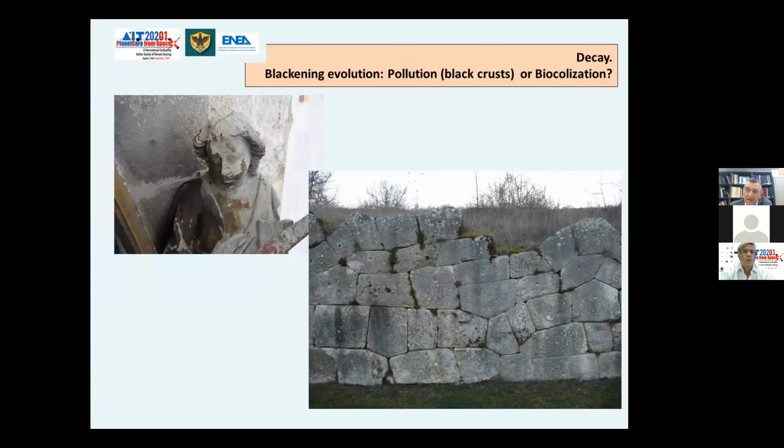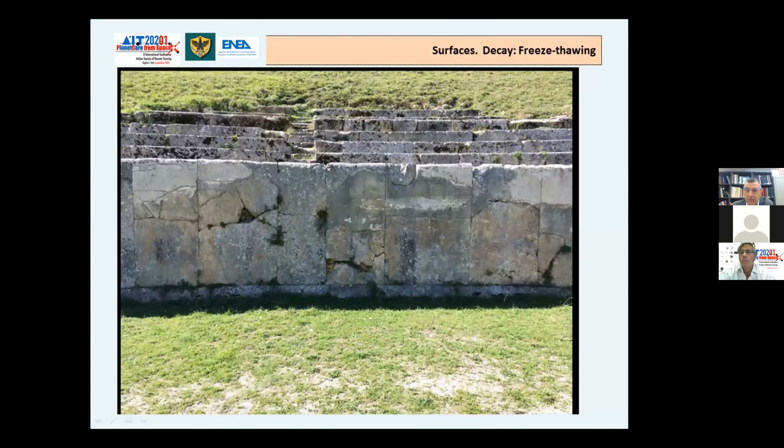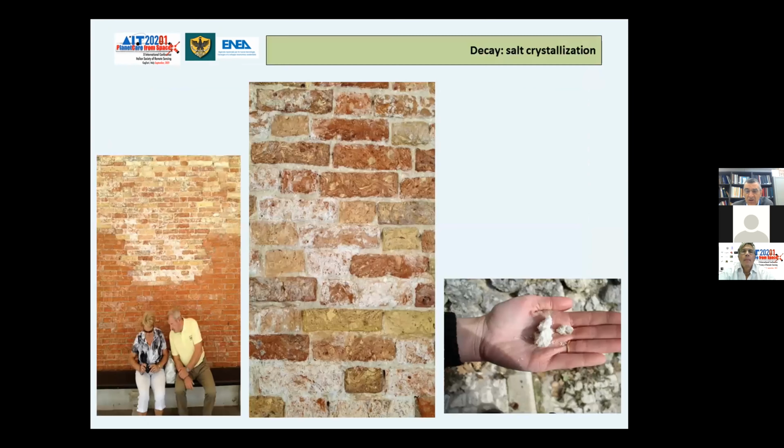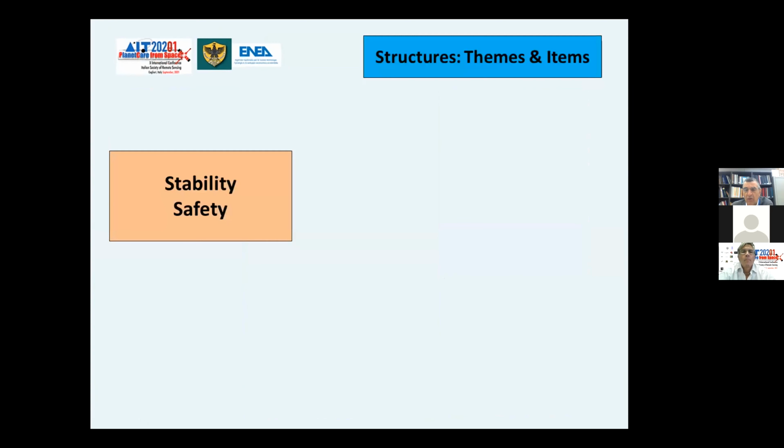Blackening is very important to understand if it is due to pollution, black crust, or to colonization. The index of blackening has been recorded and studied many times. Here are the vertical surfaces of the arena of Alba Fucens relating to a main important decay form, that is freeze-thawing. So the monitoring of freeze-thawing of the surface is very interesting to understand how it influences the conservation, and salt crystallization, that is the last main decay form of the archaeological cultural heritage.